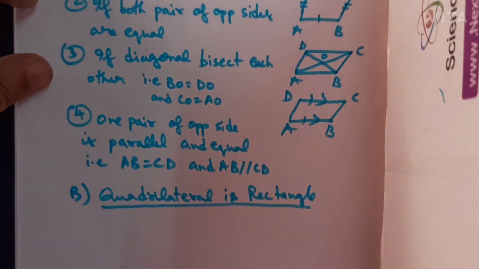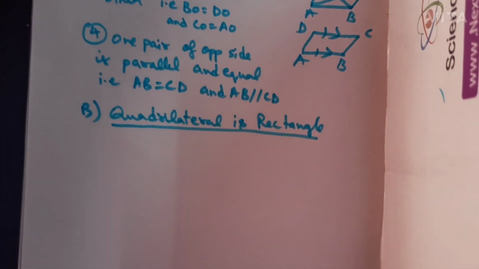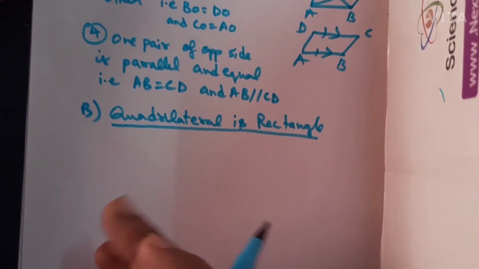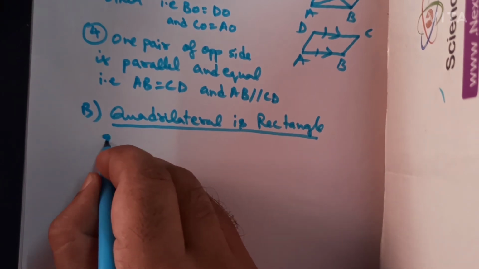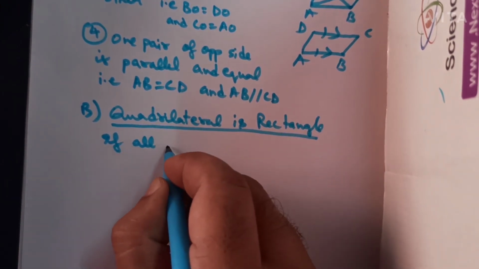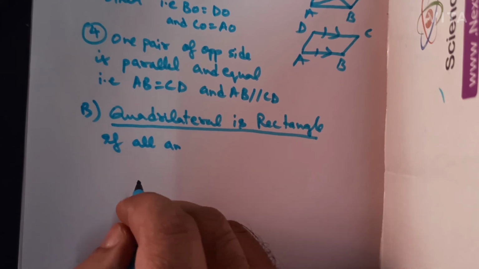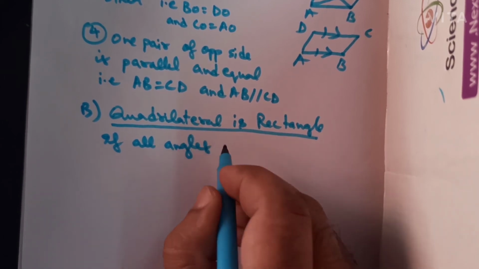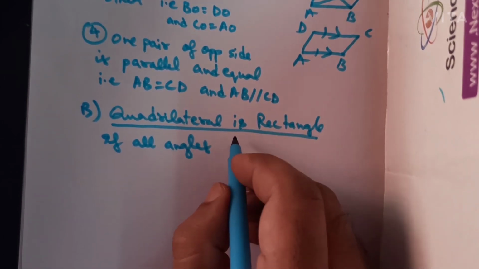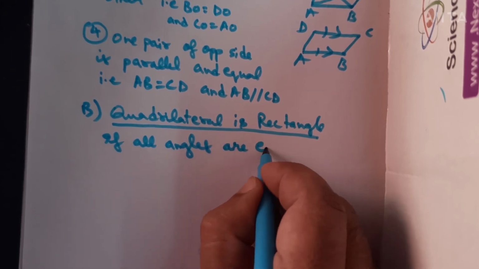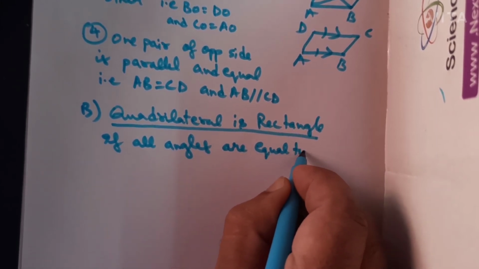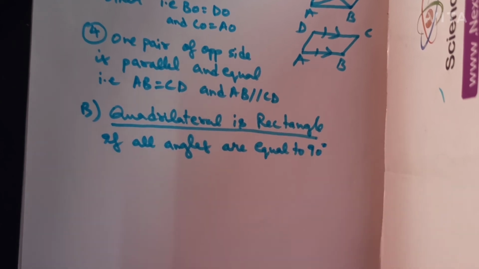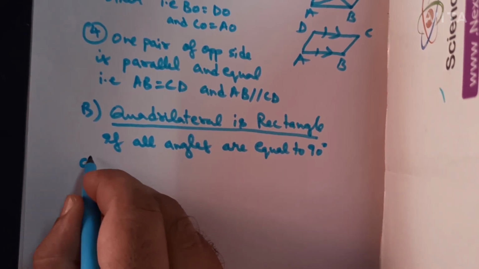Now if we want to prove that the given quadrilateral is a rectangle: in case a quadrilateral is a rectangle, if all angles of the quadrilateral are equal to 90 degrees, then the given quadrilateral is a rectangle.